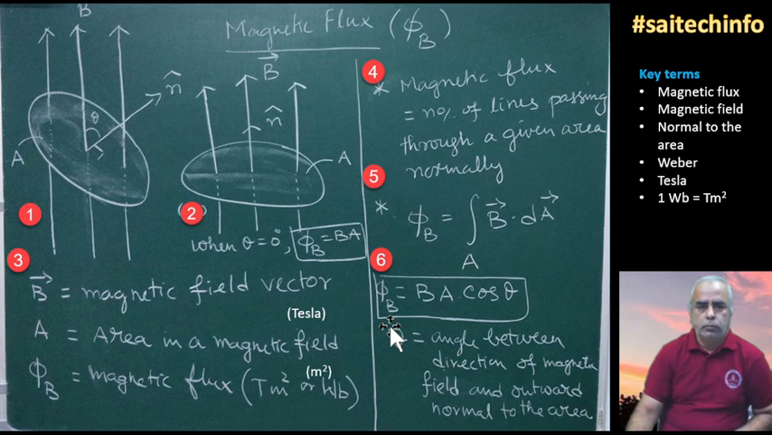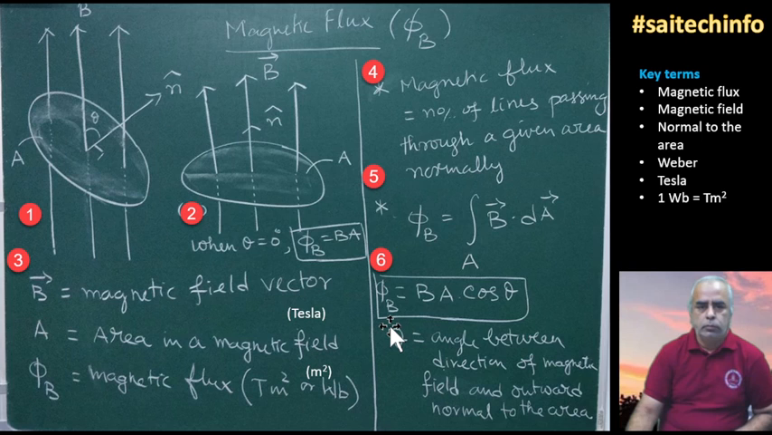So do you understand? And here you have to remember these terms, that is magnetic flux. What is magnetic flux? What is magnetic field? Normal to the area means what? Then what is Weber and Tesla? And you should remember 1 Weber is equal to 1 Tesla meter square.